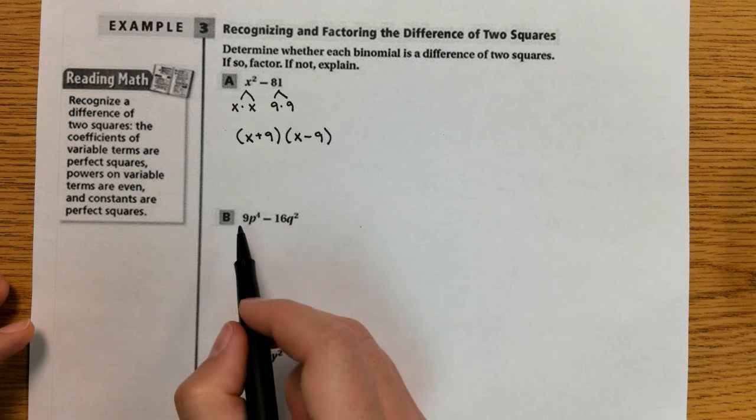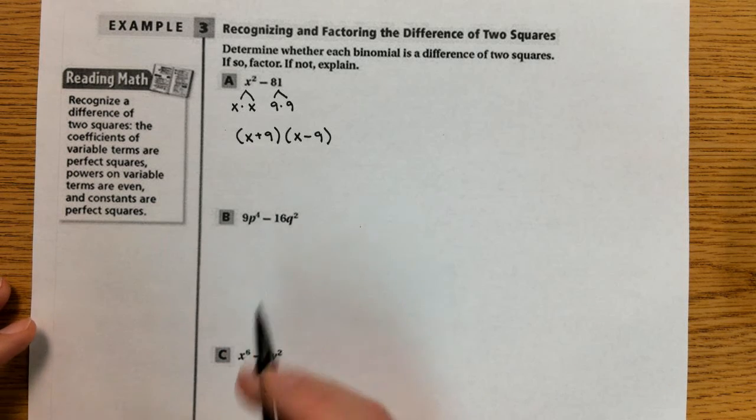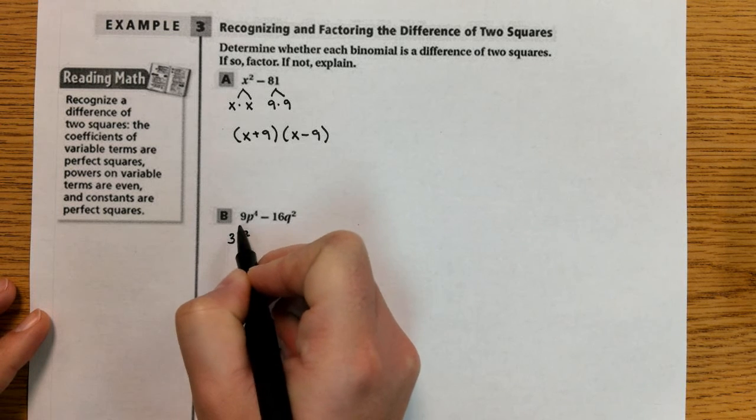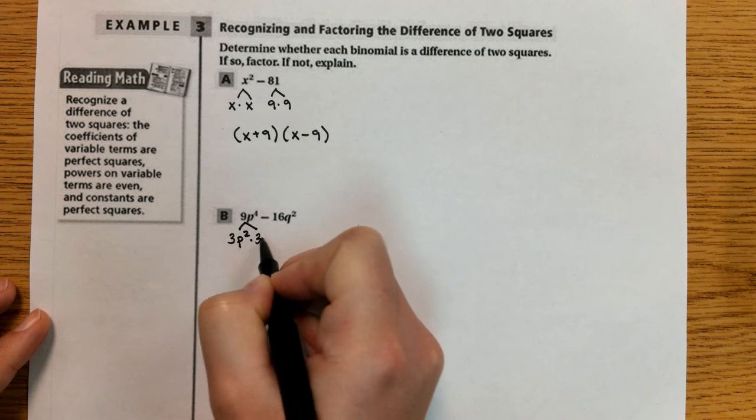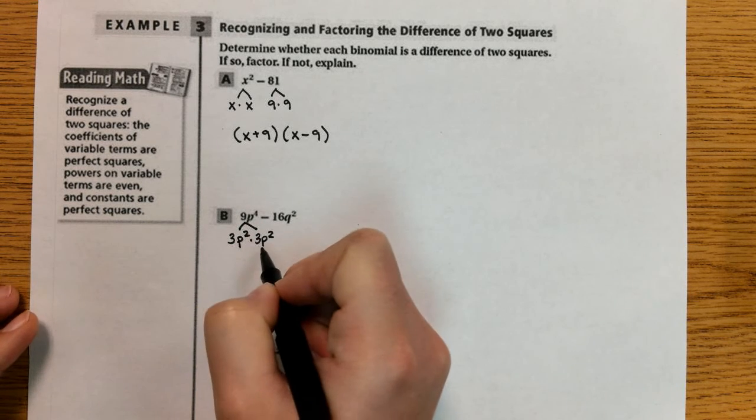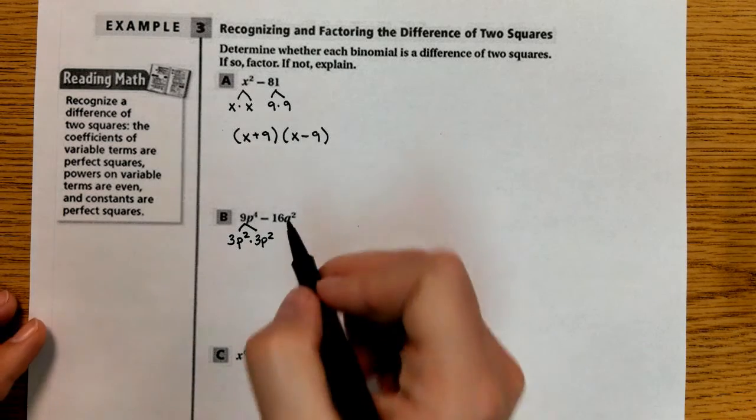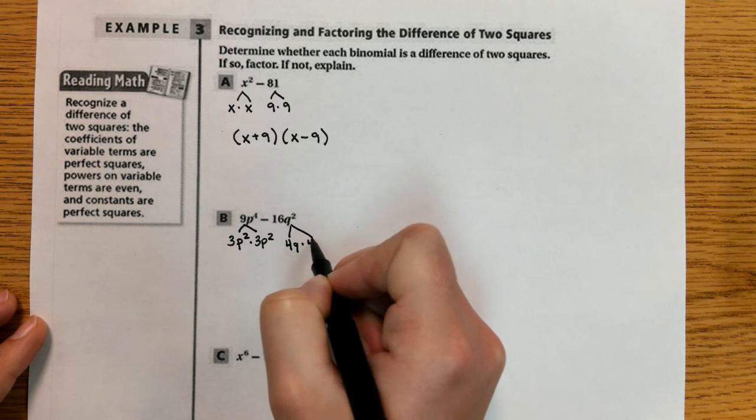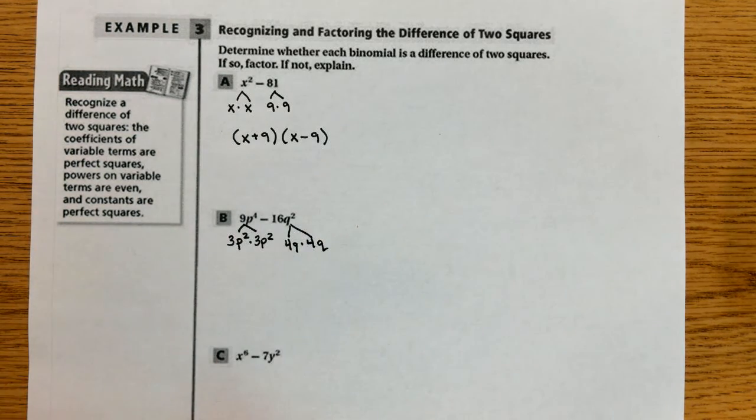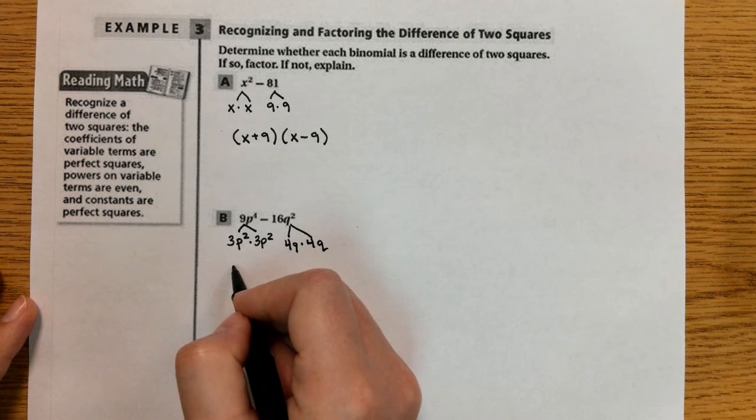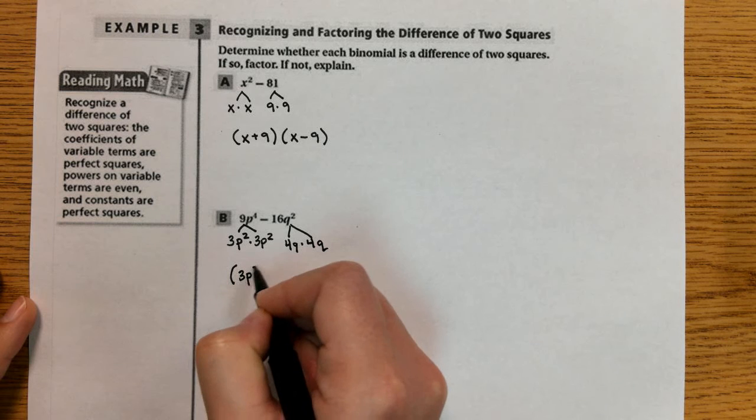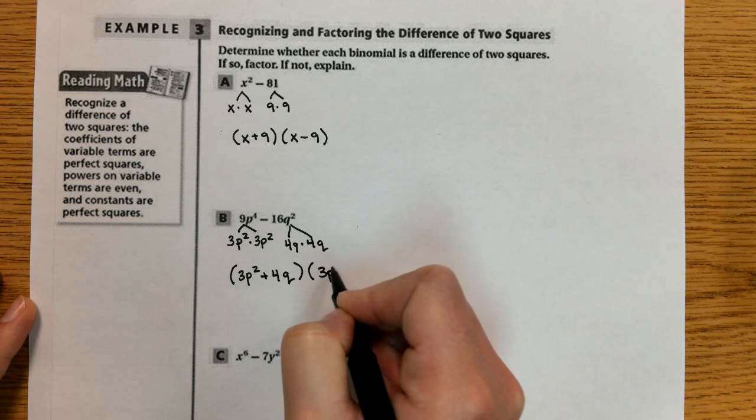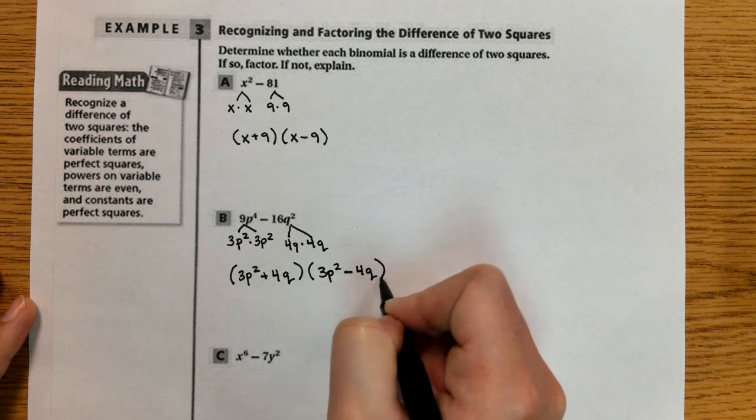Second example, b, we have 9p to the fourth minus 16q squared. So 9p to the fourth can be rewritten as 3p squared times 3p squared, because 3 times 3 is 9. P squared times p squared gives us p to the fourth. And then 16q squared can be rewritten as 4q times 4q. I have two terms, both are perfect squares, so I can write them as a difference of two perfect squares. So 3p squared plus 4q times the quantity 3p squared minus 4q.